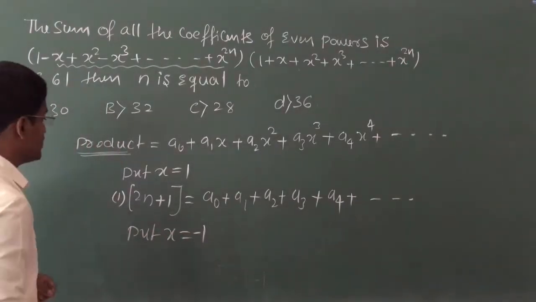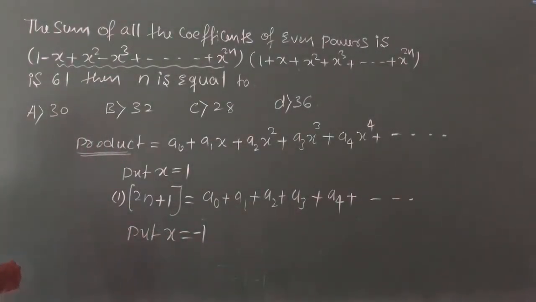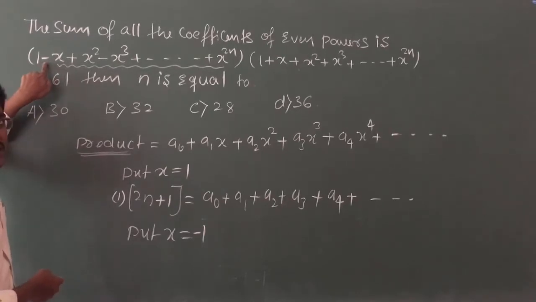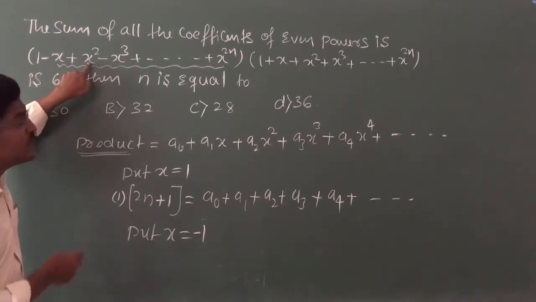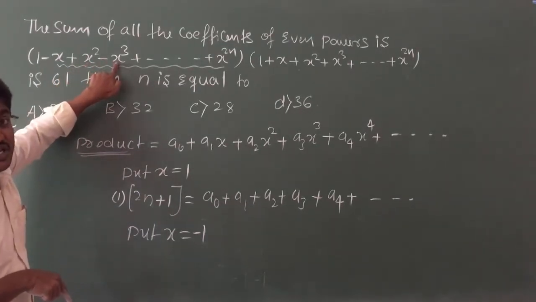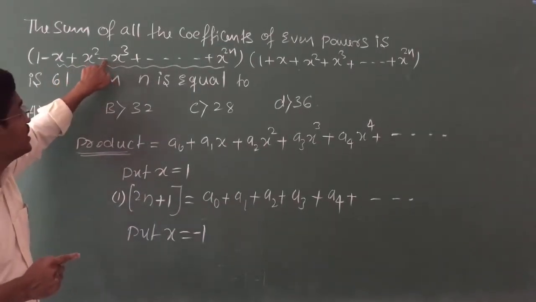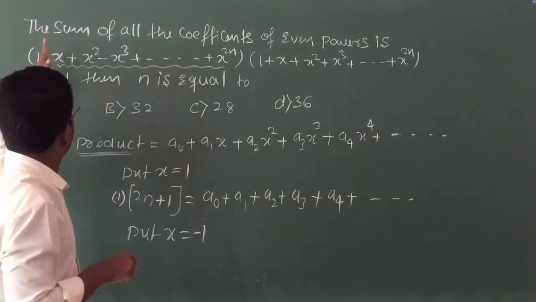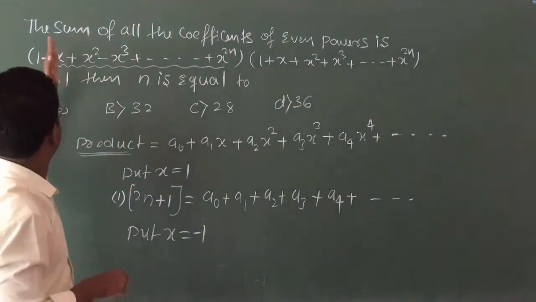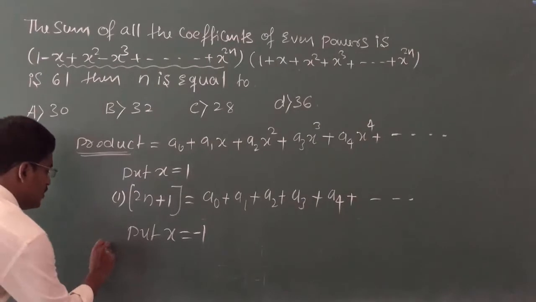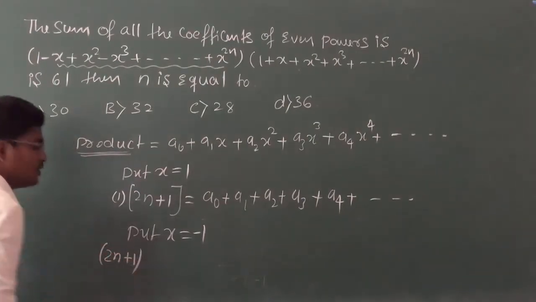If I put x equal to minus 1, what will happen? See here. If I put minus 1 here, minus into minus will be plus. If I put minus 1 here, minus 1 square, again it will be plus 1. If I put minus 1 here, minus into minus will be plus. In the x to the power of 4, if I put minus 1, it will be plus 1. Clear? So again it will be adding here 2n times and plus 1 will be 2n plus 1. Clear?